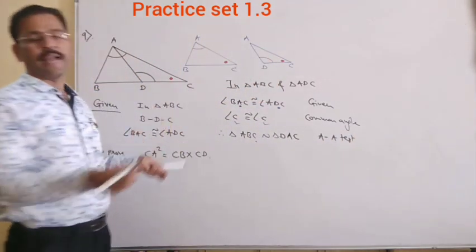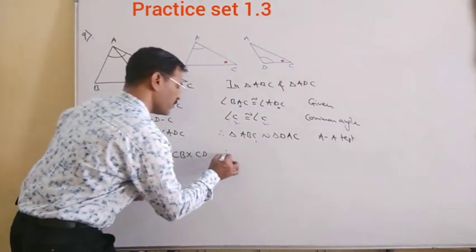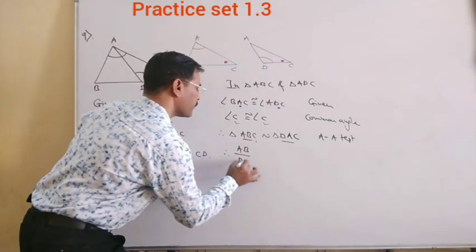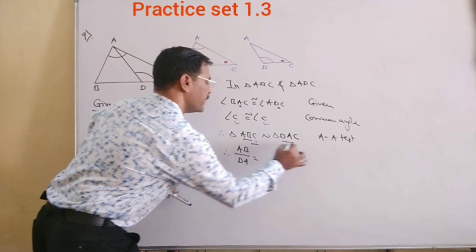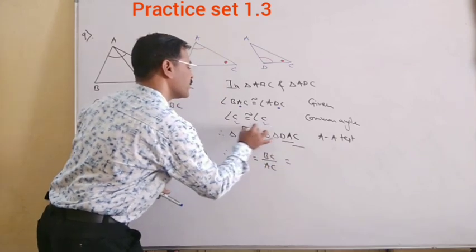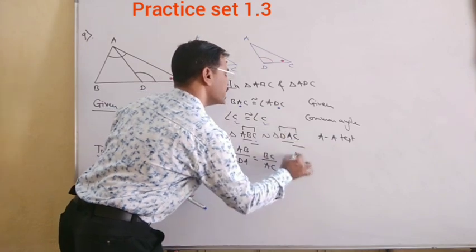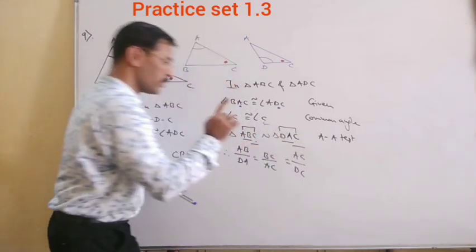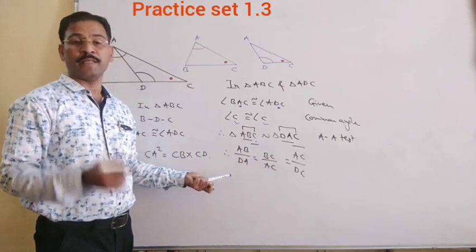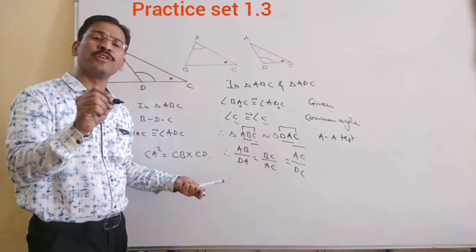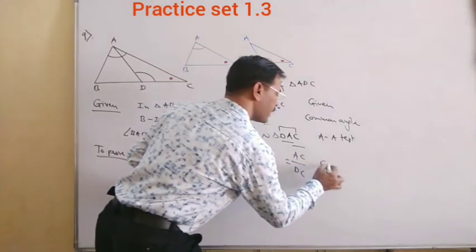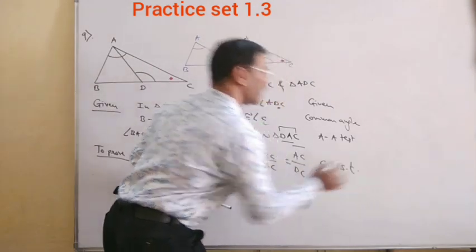Now their sides are in proportion as usual. See here, AB upon DA, this side BC upon AC, and the last one AC upon DC. Look, if you make any mistake here, then we cannot get this part. That is why one-to-one correspondence is very important in similarity. This is by corresponding sides of similar triangles.